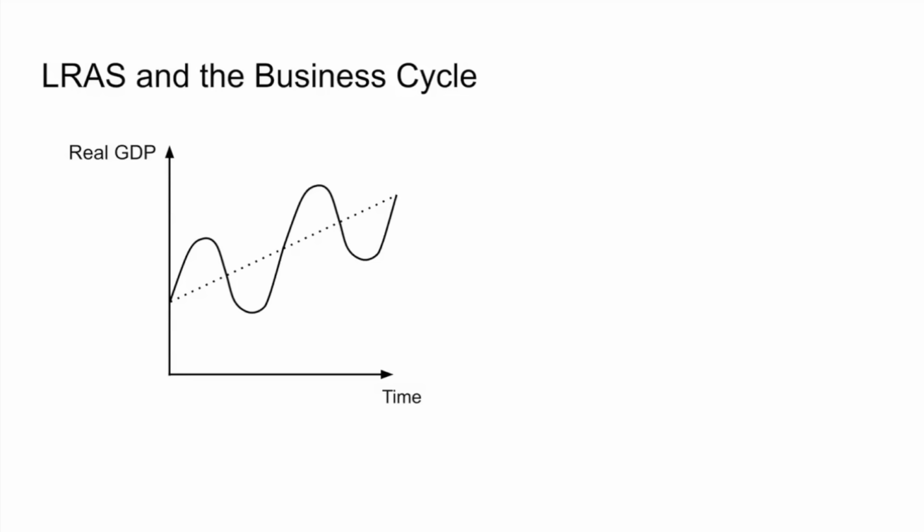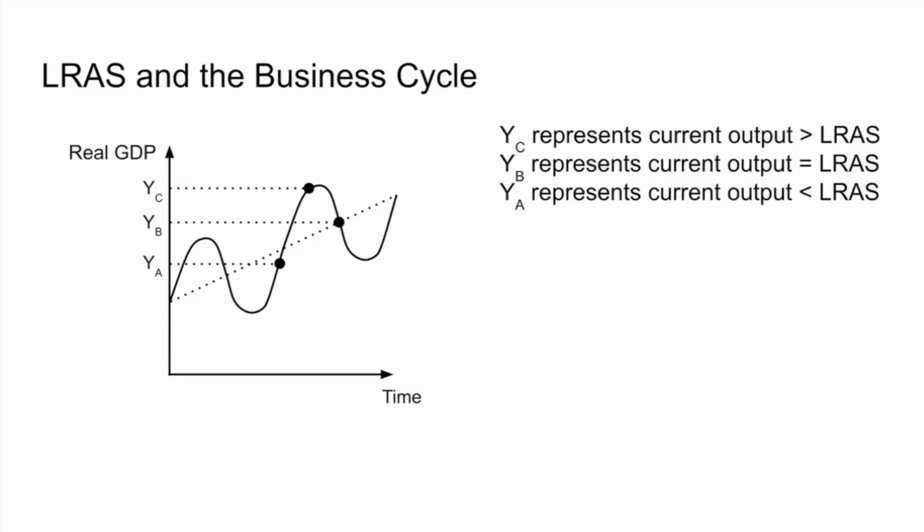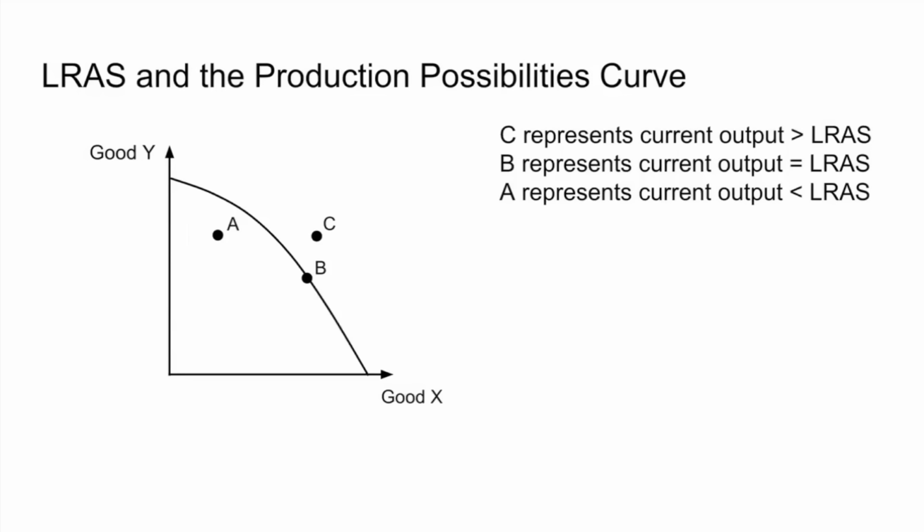Long-run aggregate supply ties back to the business cycle. If we consider 3 points, if we're above the level of potential output, such as YC in this case, then the current output is greater than the long-run aggregate supply. If we're on the dotted line, then current output equals long-run aggregate supply. And if we're below, then it's less. It also ties back to the production possibilities curve. If we're outside the curve, then the economy is overheating and current output is greater than long-run aggregate supply. If we're on the curve, then it's equal. If we're inside the curve, then it's less than.